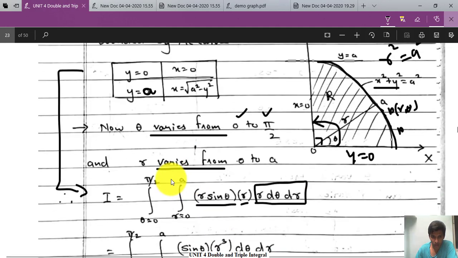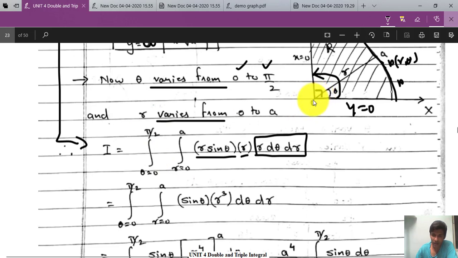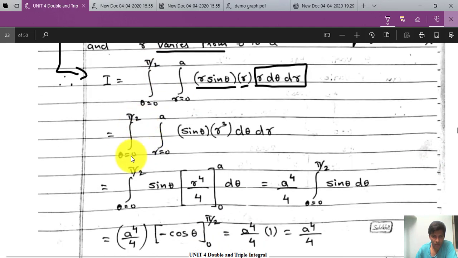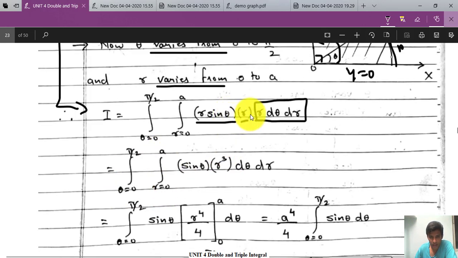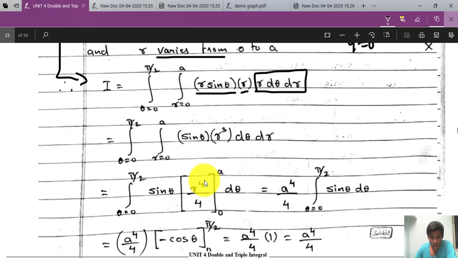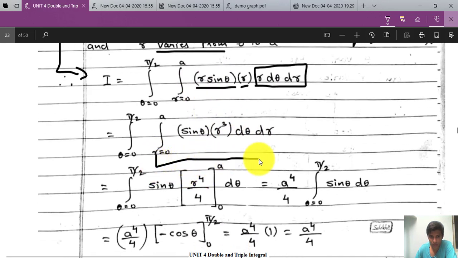Now what is happening to the value of r? As I said, r is the distance from the origin to the point, so r varies from r is equal to 0 to a, and theta varies from 0 to pi by 2. Therefore the integral over theta is 0 to pi by 2, and r over 0 to a. This is sin theta, this is r, this is r, this is r, so it becomes r cube. Now see what pattern you are going to follow. You are going to integrate the given integral with respect to r first, and then theta.